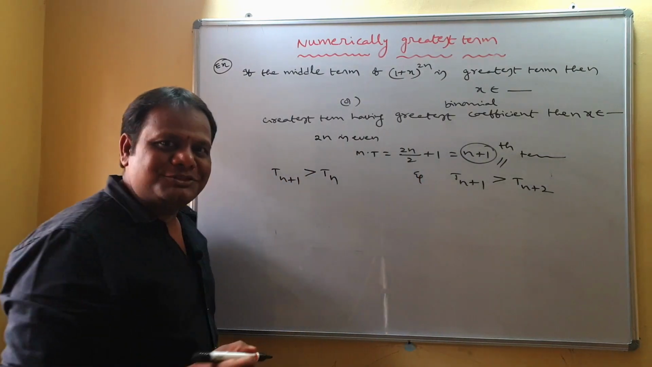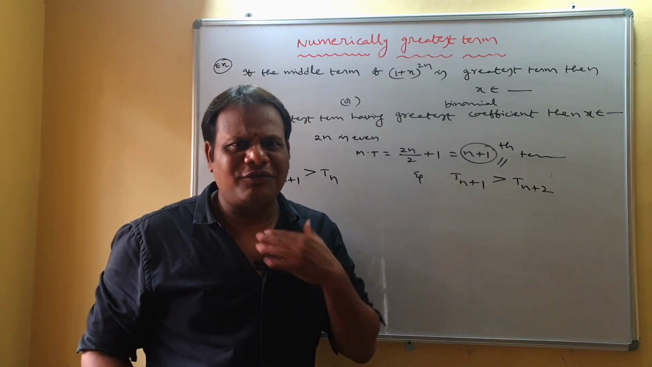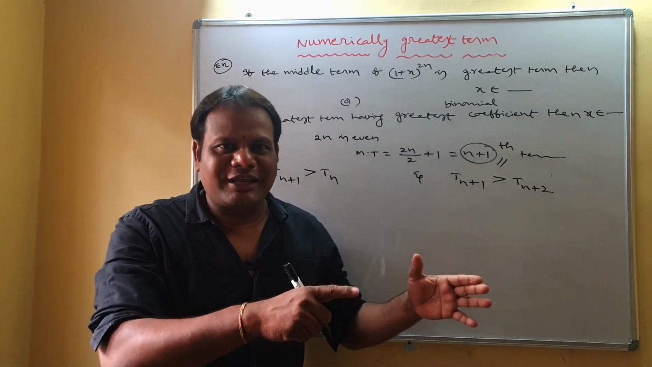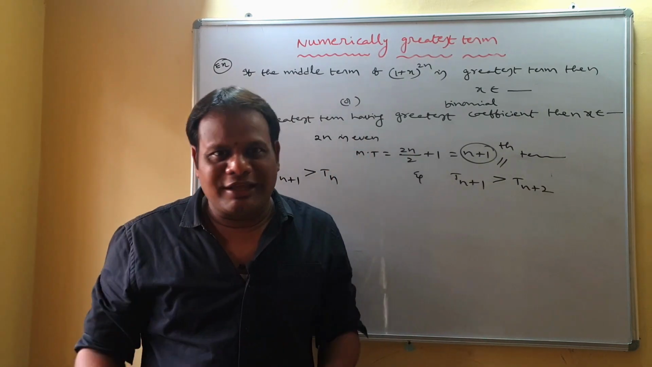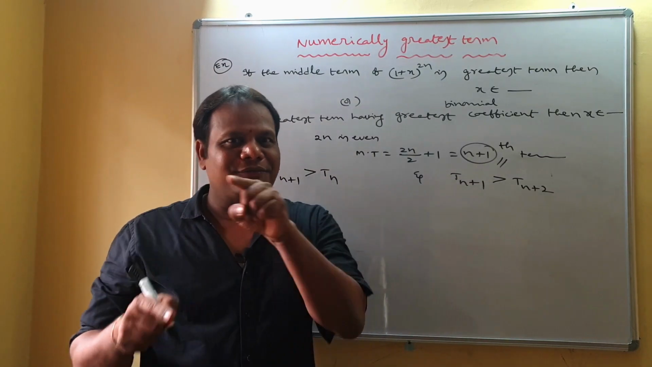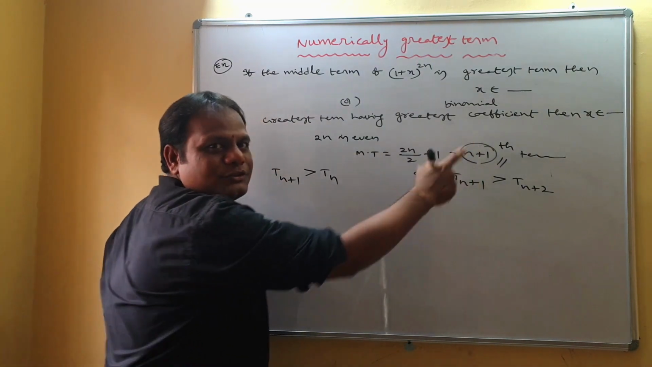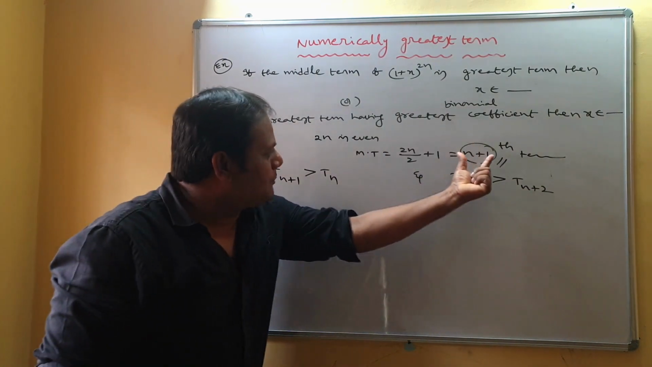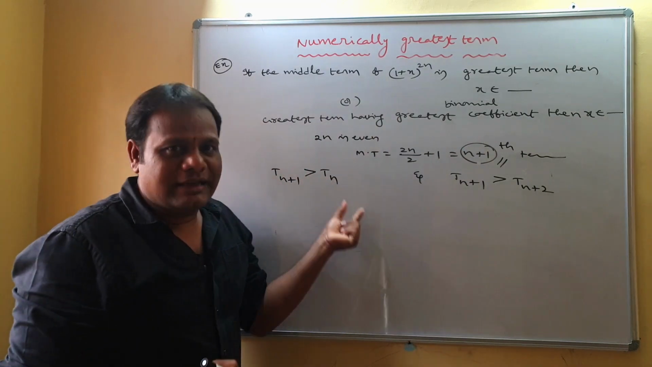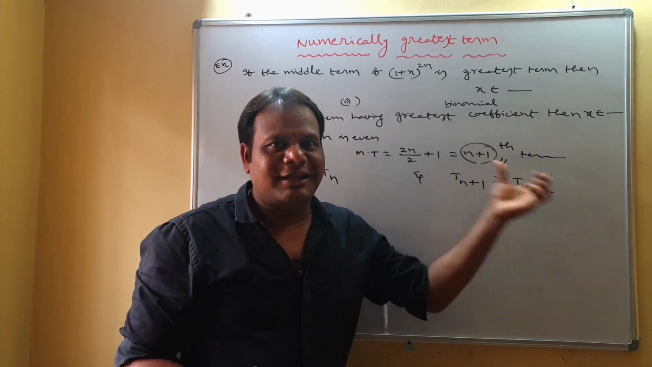Earlier, the 4th term was numerically greatest. So what did I take? The 4th term is greater than the 3rd term as well as the 4th term is greater than the 5th term. Like that, this is the numerically greatest term. So you can take that the (n+1)th term is greater than the nth term as well as the (n+1)th term is greater than the (n+2)th term.